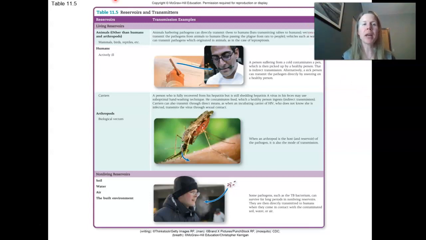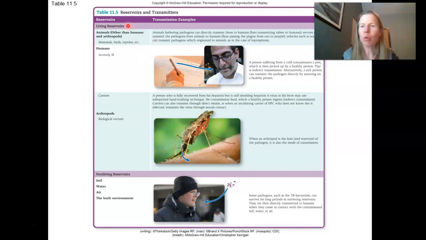So this whole table, 11.5 here, is talking about reservoirs and transmitters. A reservoir is where a pathogen persists, where it can hang out and just be. A lot of times we talk about the primary habitat in the natural world where this pathogen originates, right? People want to know what the reservoir is for SARS-CoV-2, the virus that causes COVID-19. It has to have come from somewhere. Where does it hang out?